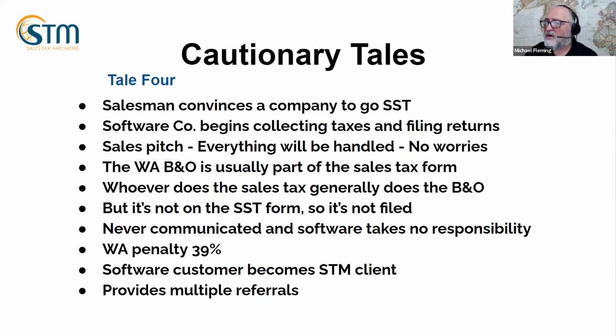So this company gets a call and they owe hundreds of thousands of dollars for the business and occupation tax. I mean, this was a huge company. The penalty in Washington is 39%. I mean, that's huge. So, you can't just listen to these salespeople. Everything's going to be handled. Don't worry about it. And the software company takes no responsibility, because in the very, very small print on page 11 of a 23-page agreement, it says that you may be responsible for additional returns and that they don't file everything. So you got to read the agreements.